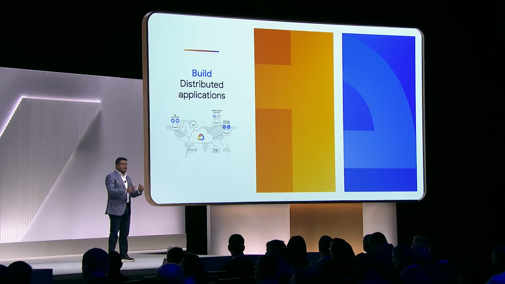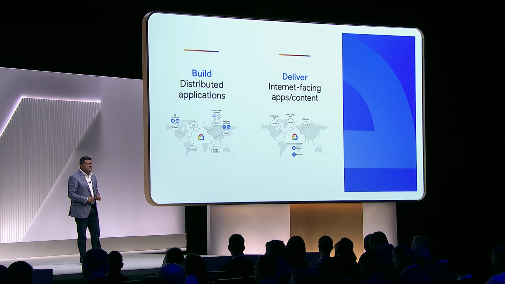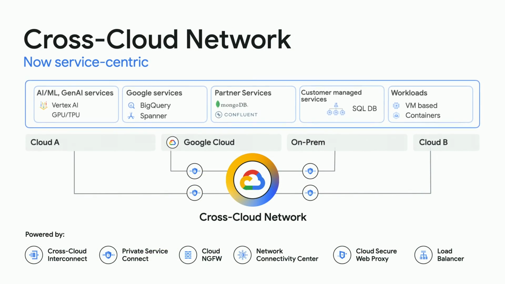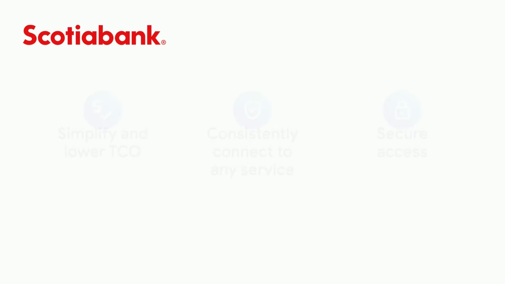And cross-cloud network is really about three major use cases. One is how we help you build distributed applications, how we help you deliver internet-facing apps and content, and how we help you secure the hybrid workforce. And so we're now making cross-cloud network, which provides you the one network that easily allows you to connect and securely connect any cloud environment. We're now extending it to be service-centric. I'd like to talk about what we mean by service-centric with an example of Scotiabank.